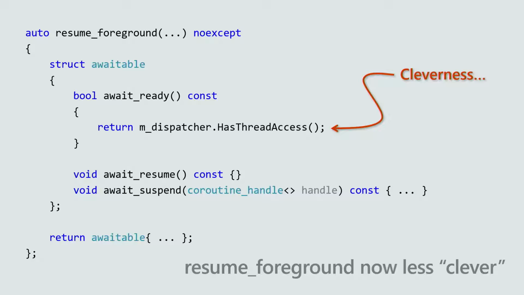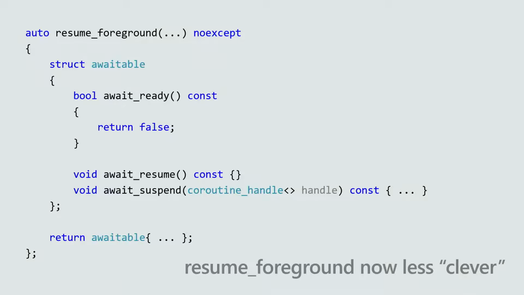This is sort of the moral equivalent of send message versus post message, if you're familiar with Win32 style programming. We really want post message semantics. And so that's what we do now. We queue without waiting, and resumption always occurs on a new spin of the thread.